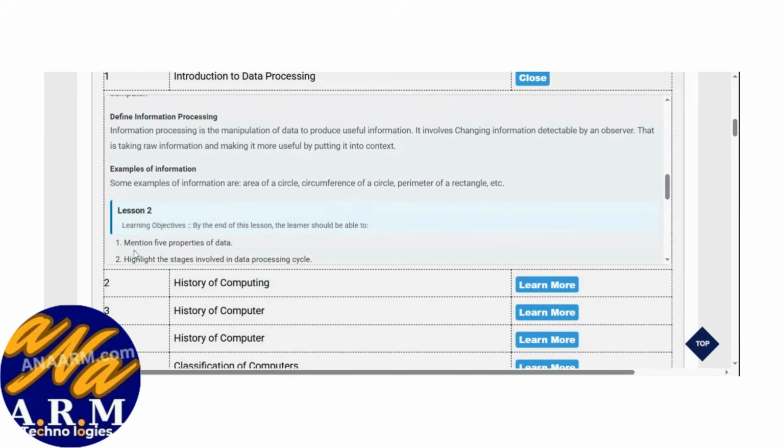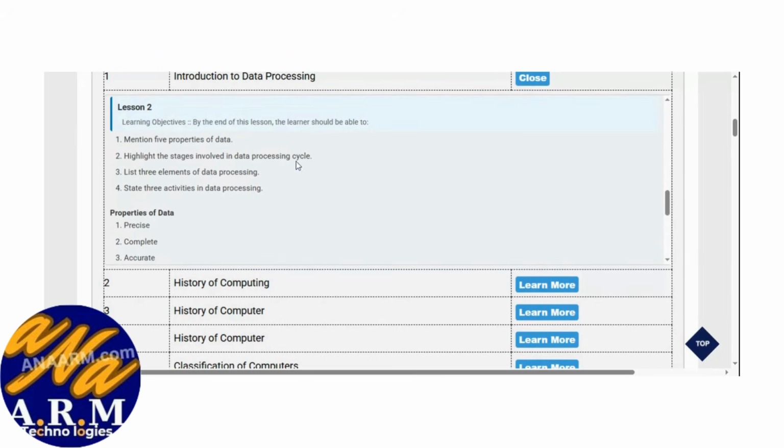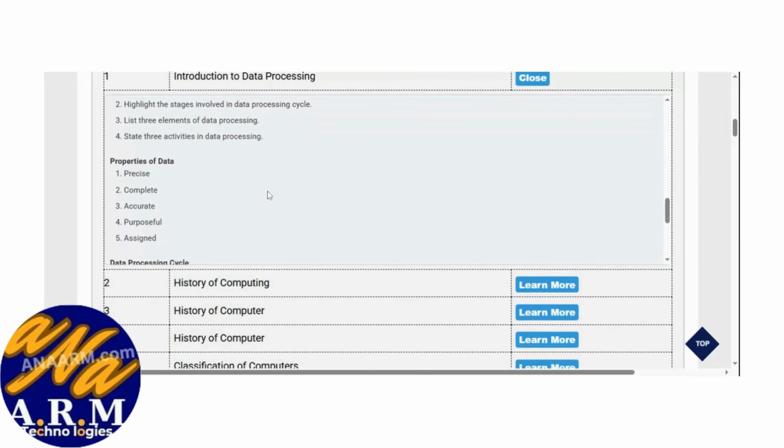etc. Mention 5 properties of data. Highlight the stages involved in the data processing cycle. List 3 elements of data processing. State 3 activities in data processing. Properties of data. Precise, complete, accurate, purposeful, assigned.